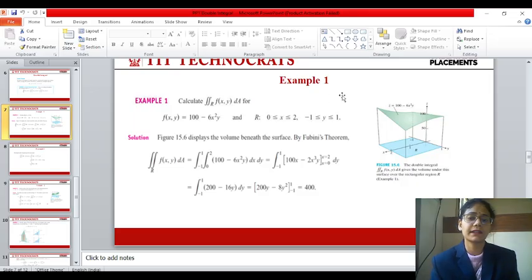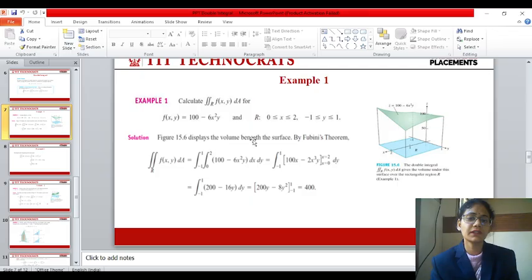Now let us see one example. We have to calculate the volume under f of x, y, and this is the given diagram. This is the surface z, and its equation is 100 minus 6x squared y. As you can see, x is varying from 0 to 2, y varies from minus 1 to 1. This half portion is below the region, half portion is above the origin.